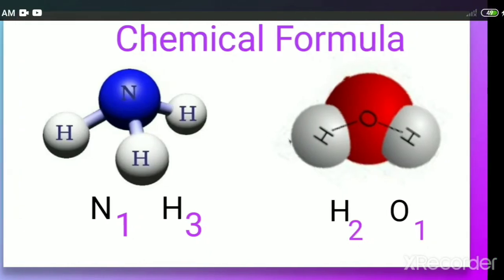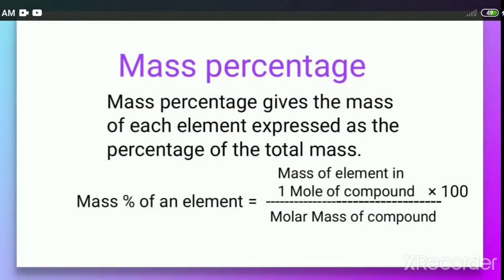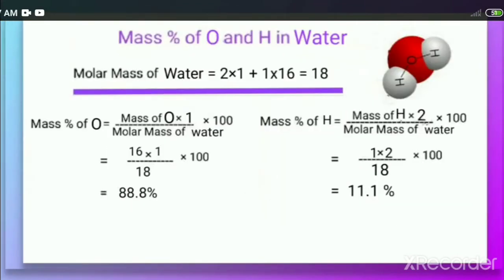Therefore, to determine the molecular formula of a compound, we begin by measuring the mass percentage of each element present in the compound. Thus, how can we define mass percentage? The mass percentage gives the mass of each element expressed as a percentage of the total mass. How do we find the mass percentage of oxygen and hydrogen in water?